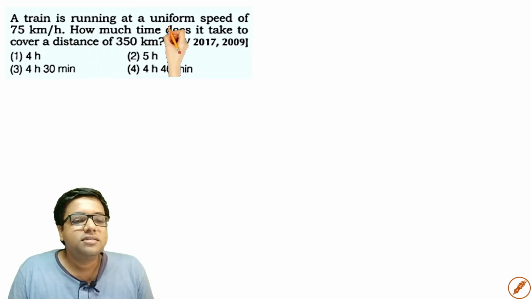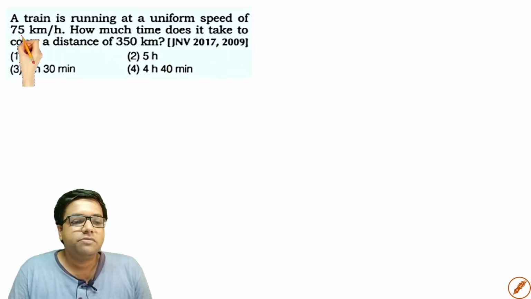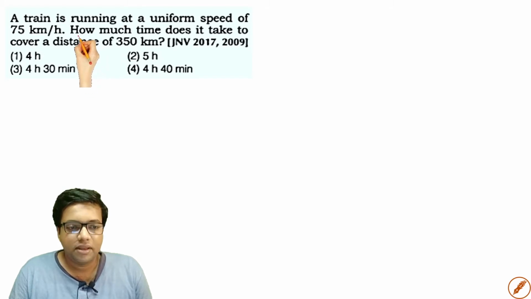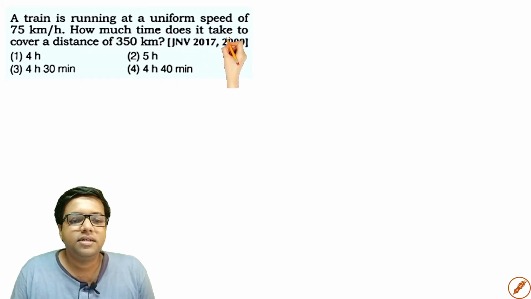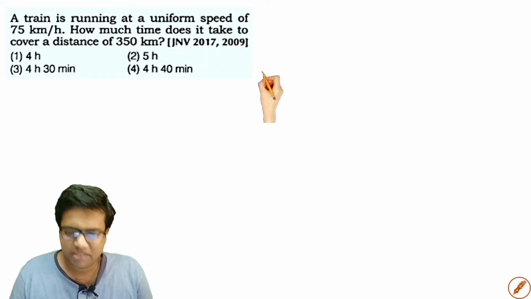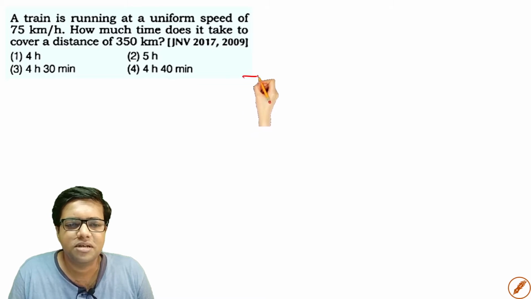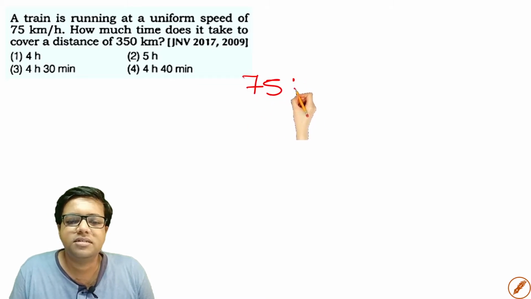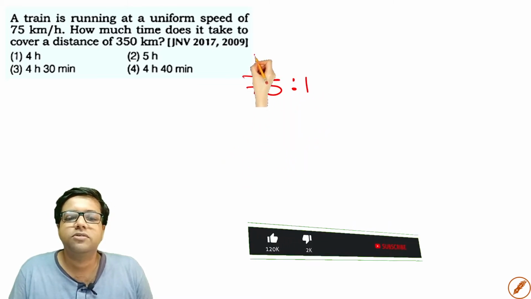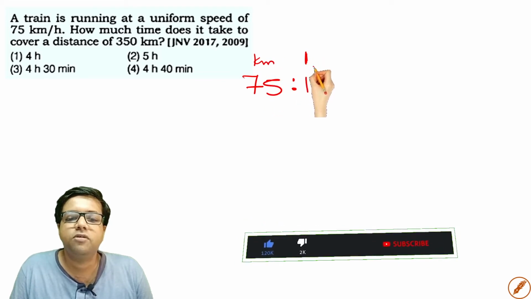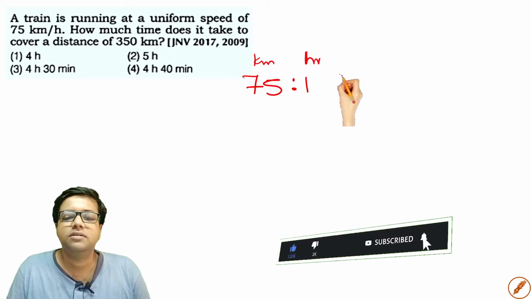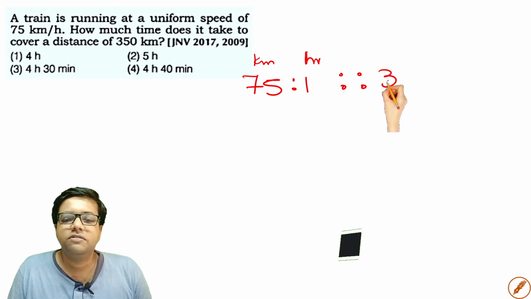A train is running at a uniform speed of 75 km per hour. Very well. How much time does it take to cover a distance of 350 kilometers? This is a unitary method based question, right? So for 75 kilometers, it's taking 1 hour. This is in hours.